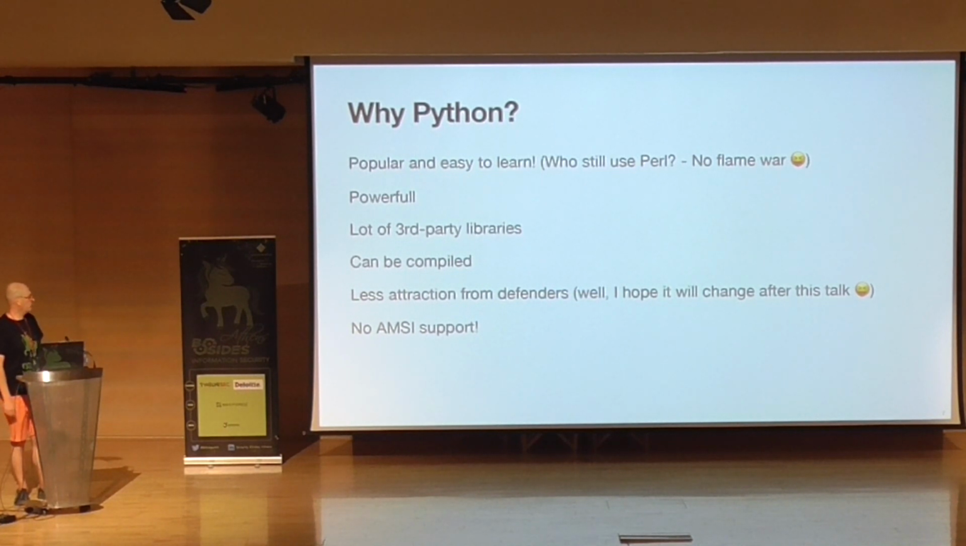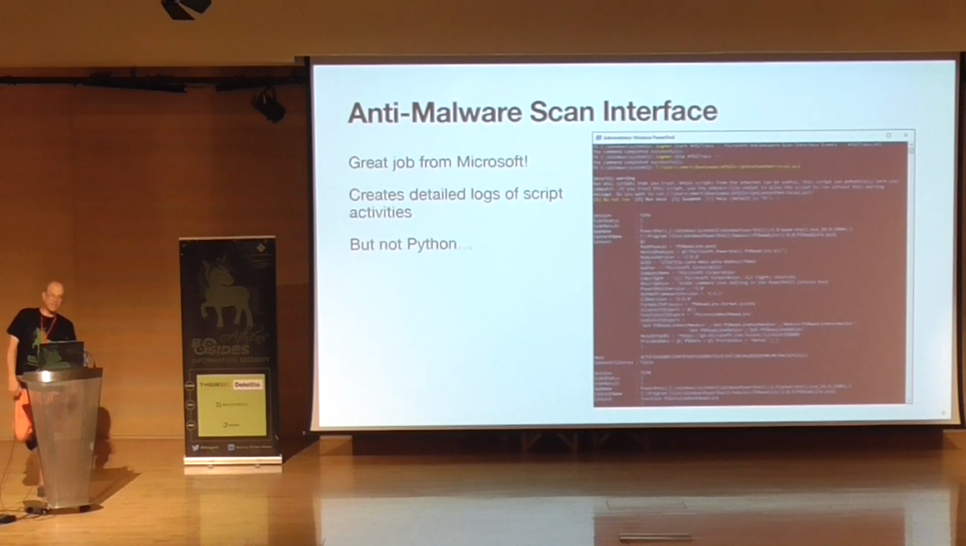Probably the two most interesting points are less attention from defenders. That's the purpose of this talk. I would like to open your eyes. And also, no AMSI support in Microsoft Python. What does it mean? AMSI means Antimalware Scan Interface. From time to time, I have a love-hate relationship with Microsoft because they do some shitty stuff. But honestly, AMSI is a great job by Microsoft. Really cool. Without going too deep, it's a framework that helps you interface your script with Microsoft Defender. And as the name says, you will be able to detect if some piece of code is malicious or not.